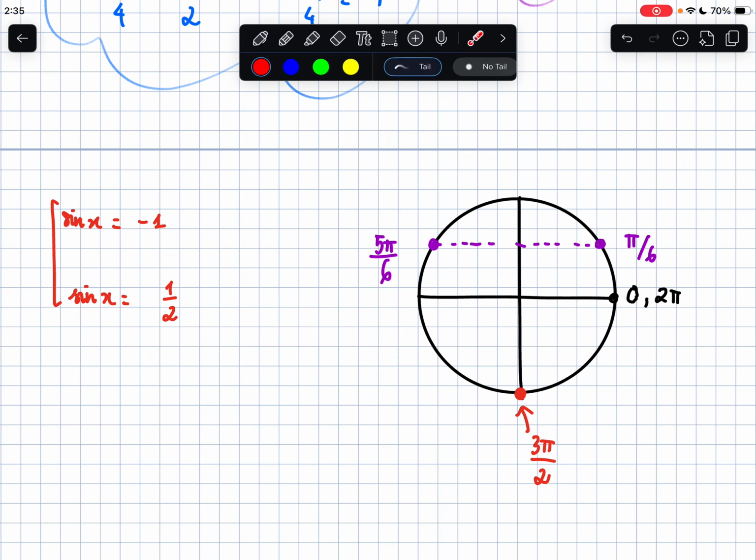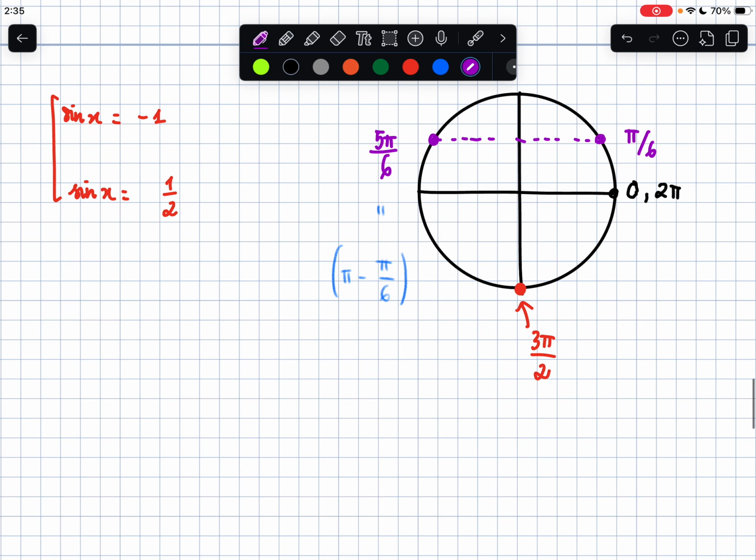How do we know this is 5 pi over 6? This angle equal to this angle. So we have this angle here, pi minus, which is pi minus pi over 6. So that's why. And the answer is x must be 3 pi over 2, pi over 6, 5 pi over 6. This is our final answer.